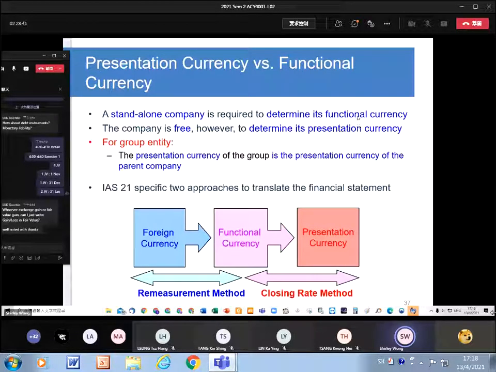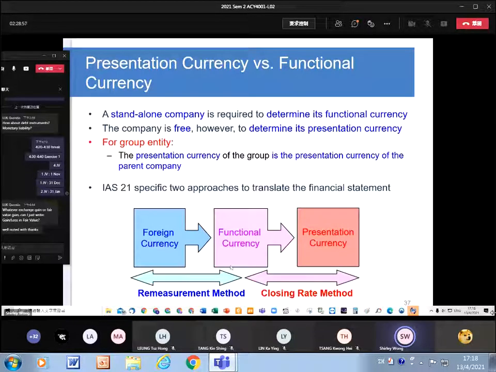However, for the group entity, you have no choice. But for a standalone company, you have a choice. You can designate your functional currency the same as your presentation currency.